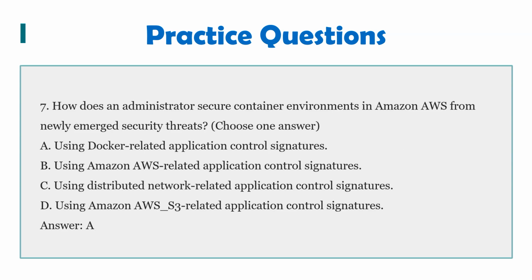7. How does an administrator secure container environments in Amazon AWS from newly emerged security threats? Choose one answer. A. Using Docker-related application control signatures. B. Using Amazon AWS-related application control signatures. C. Using distributed network-related application control signatures. D. Using Amazon AWS_S3 related application control signatures. Answer: A.